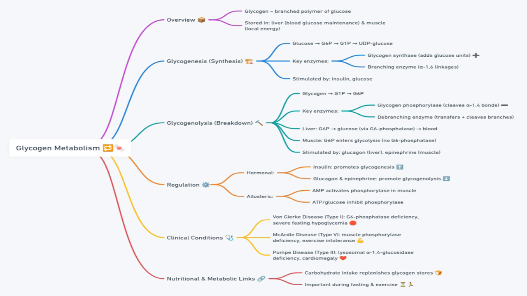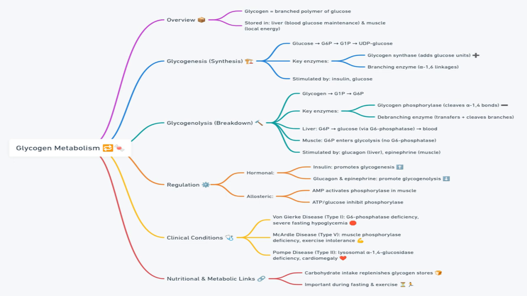So with glycogenesis, glucose is converted to glucose 6-phosphate using 1 ATP, and the glucose 6-phosphate is further converted to glucose 1-phosphate, which is activated by UTP, forming UDP glucose. And as the UDP glucose attaches to the end of the glycogen chain, UDP is released and converted to UTP by ATP.